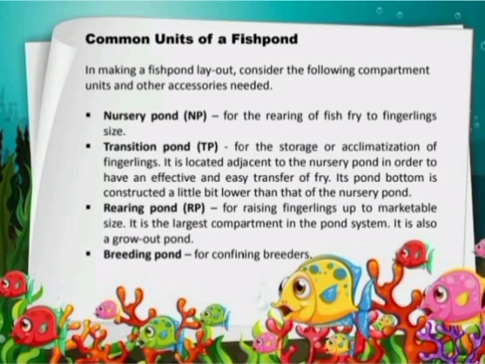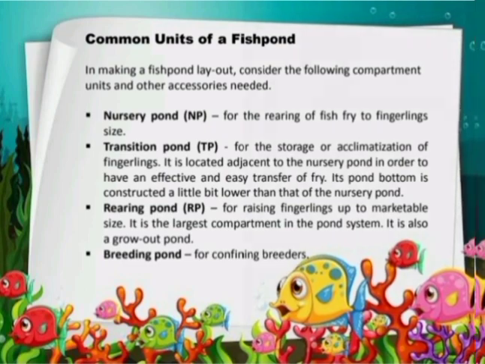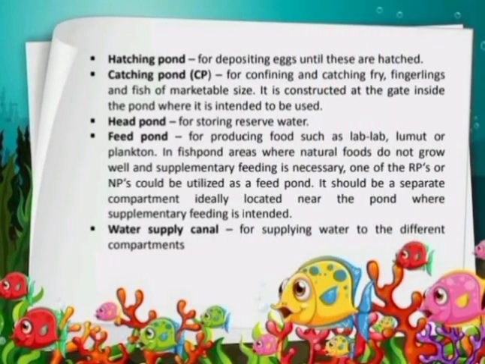Next we have the breeding pond for confining breeders. So from the word itself, breed, usa ni siya ka pond kung diin ang mga isda bitaw kay nahimo sa proseso nga kanang pagpadaghan bitaw. Muna siya ang breeding pond. Next is the hatching pond. So from the word itself, hatching, dito ibutang ang mga isda hantod sa mag-hatch na bitaw. Ato siya ibutang sa hatching pond.